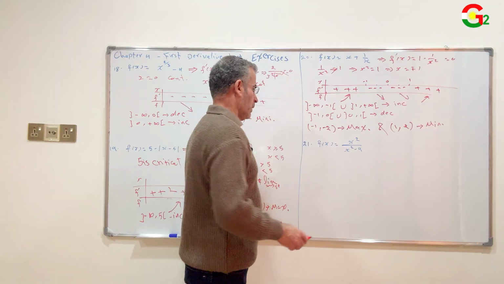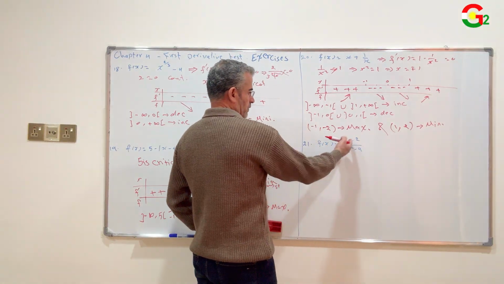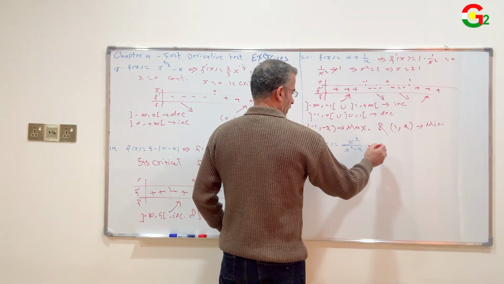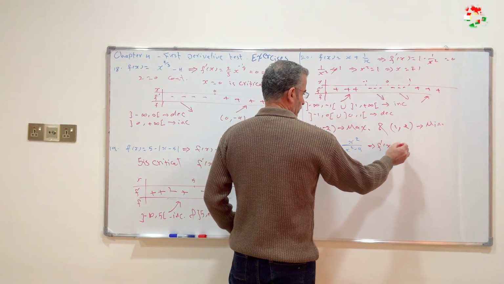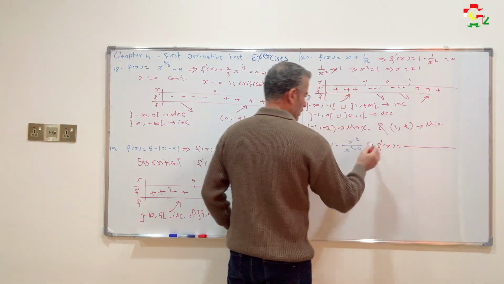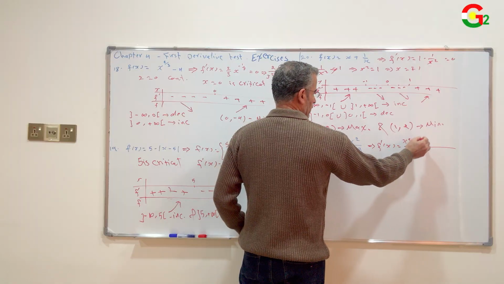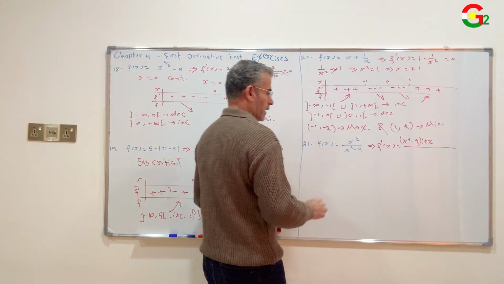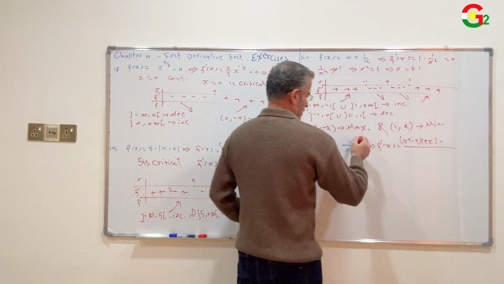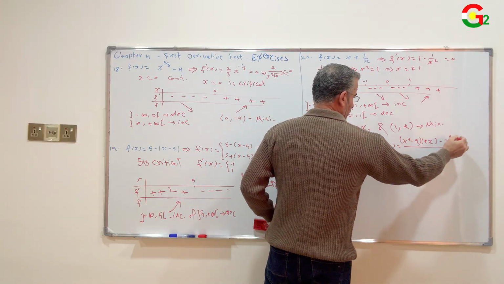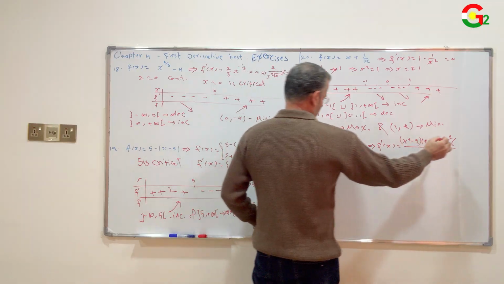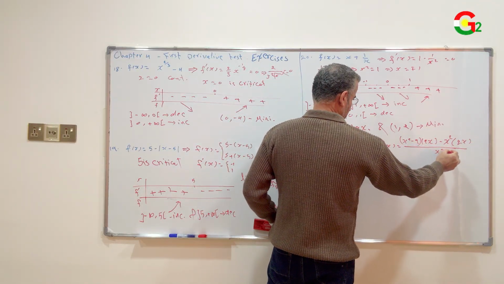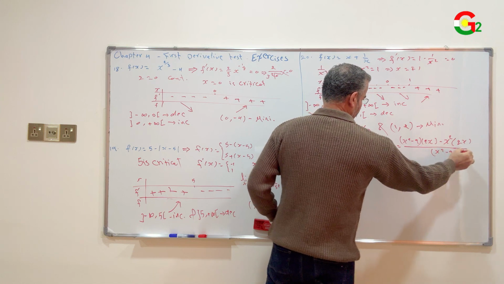Question number 21. f of x equals x power 2 over x power 2 minus 9. Find the derivative of this function. f prime of x equals the denominator x power 2 minus 9 times the derivative of the numerator 2x, minus the numerator x power 2 times the derivative of the denominator 2x, over the denominator squared.